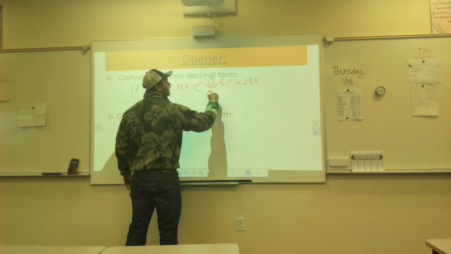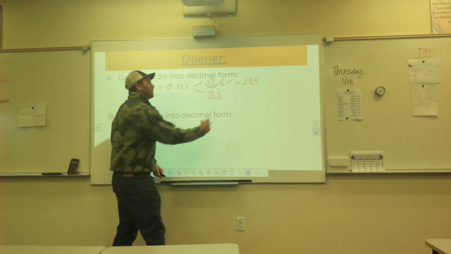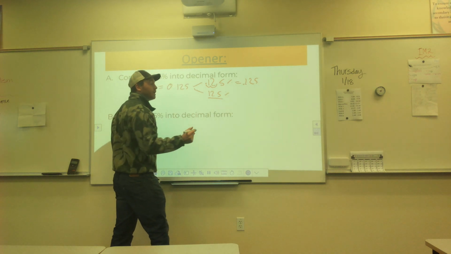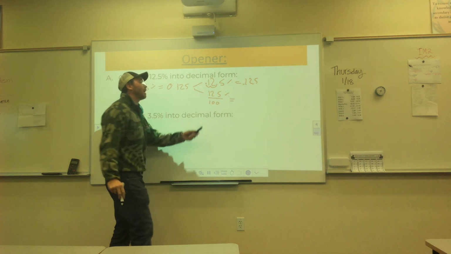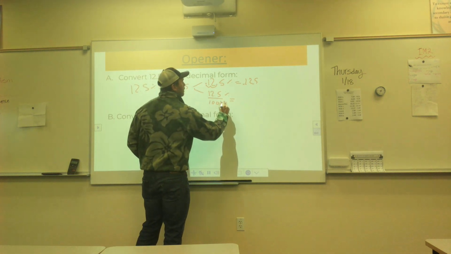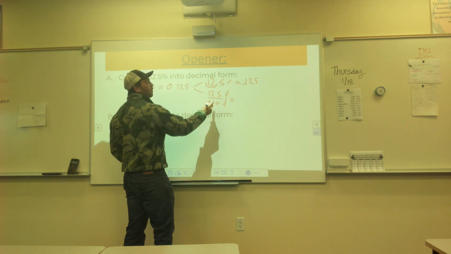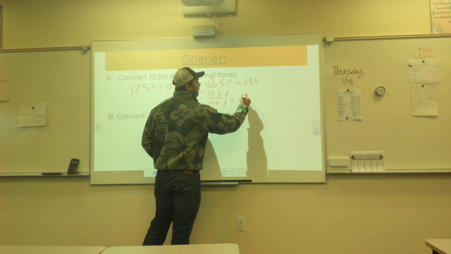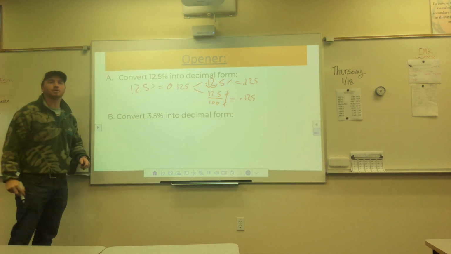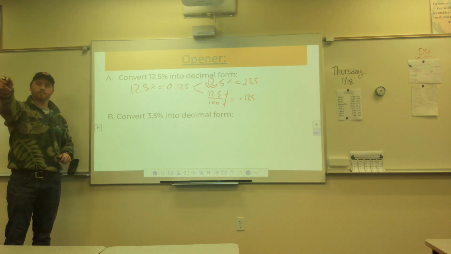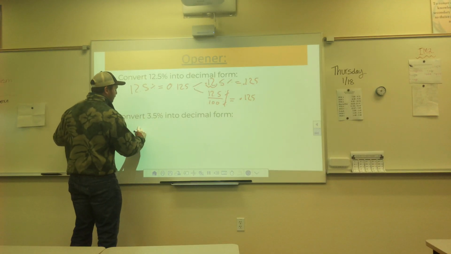Second way is through division. Now remember, all percentages are out of 100%. So if we're going to turn it to decimal form, we need to divide by that 100%. Just like in all division, the percents cancel out, and now we're just left with 12.5 divided by 100, and you'll get the same 0.125. All right, part B. Who's got it? 0.035.